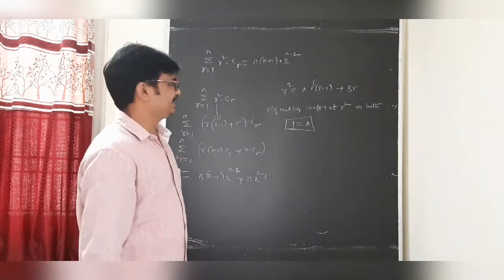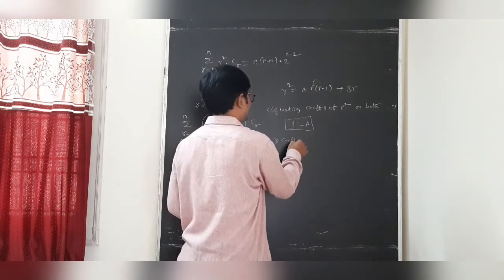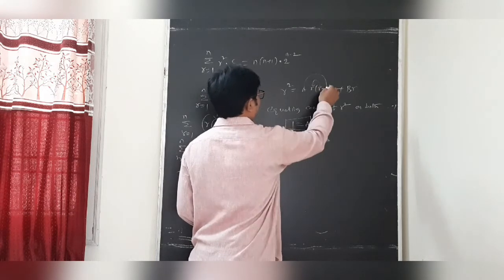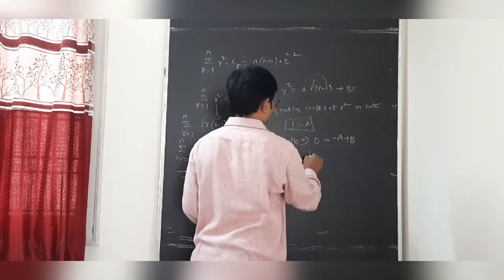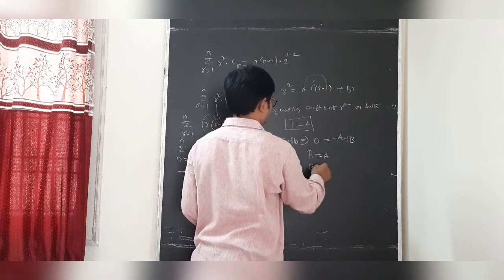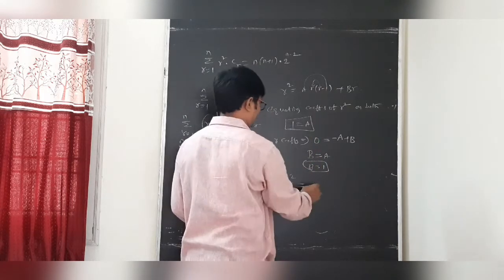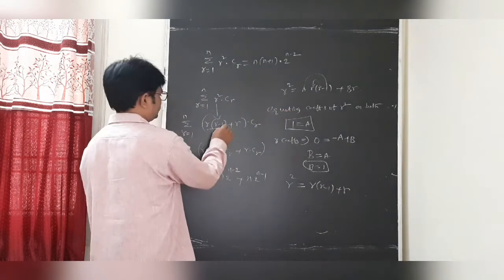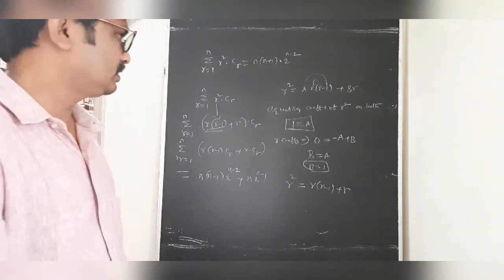Now, students, we are equating the r coefficients on both sides. This is 0, and this is minus A, plus B. B equals A. Therefore, just now we found A is 1. So how can you write it, students? r square can be written as r into (r minus 1) plus r.